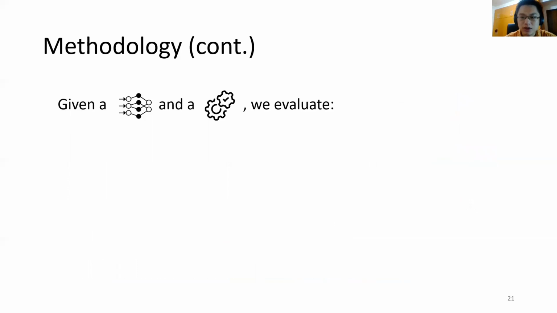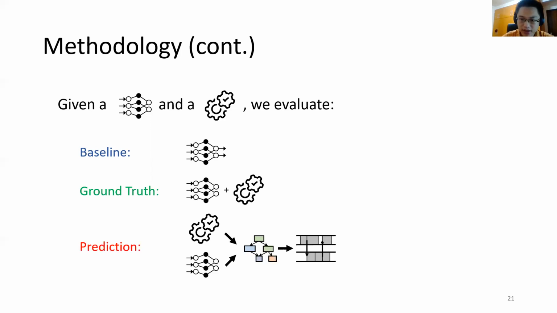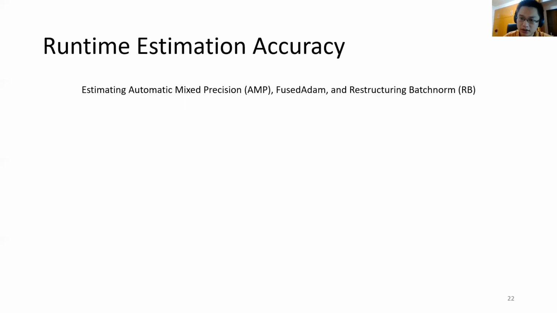So for each optimization and DNN training workload, we evaluate the following. The first is a baseline, showing the iteration time of just running the workload. And second is the ground truth, showing the iteration time after applying the optimization to the workload. And third is the prediction, showing Daydream's estimation of the optimization.